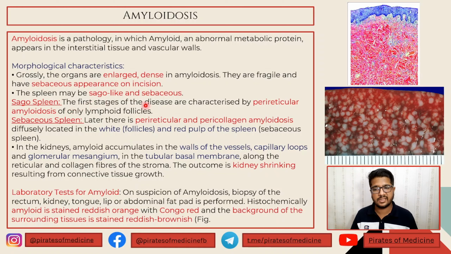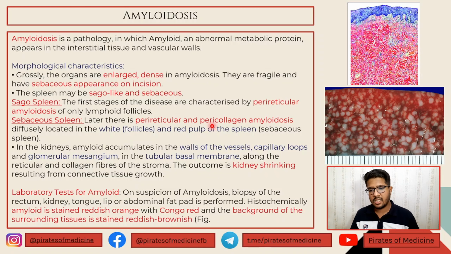The first stages of the disease are characterized by perireticular amyloidosis of only the lymphoid follicles present inside the sago spleen. Then appears the sebaceous spleen, where perireticular and pericollagen amyloidosis occurs inside the white follicles and the red pulp. If you remember, the spleen has two parts, the white pulp and the red pulp. The white pulp has the lymphoid follicles, the red pulp has the RBCs and the splenic cords of Billroth. If the white pulp is involved, sago spleen. Both are involved, sebaceous spleen.